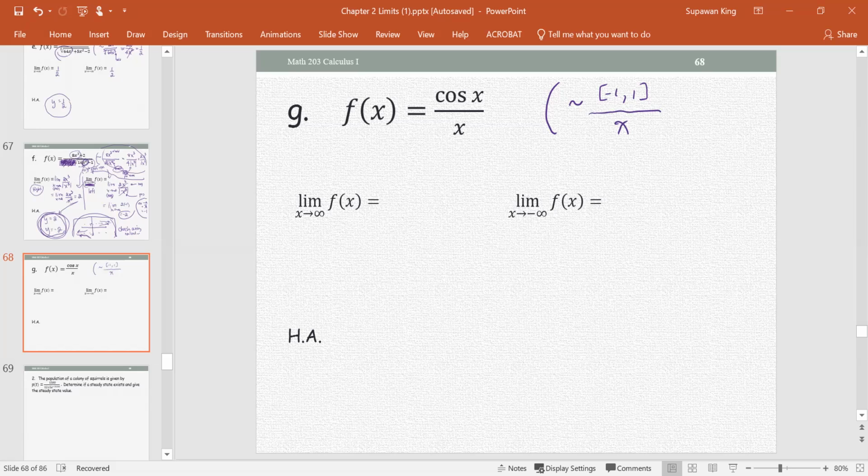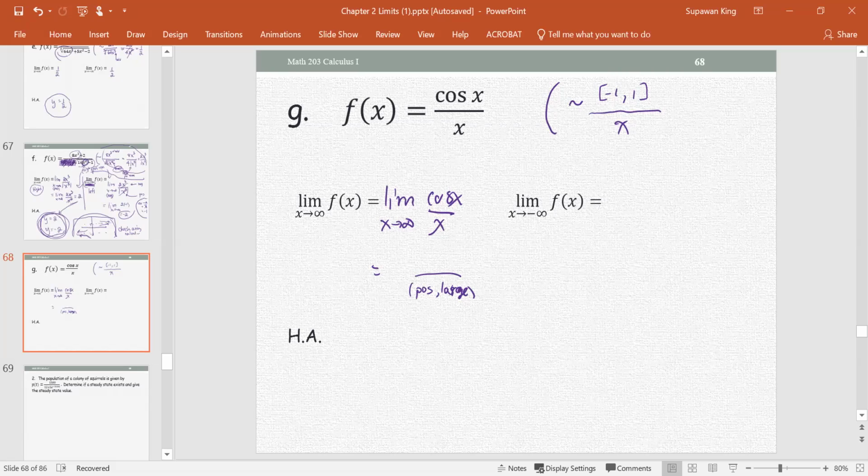As it approaches infinity, we can just take the limit of cosine x over x as x approaches infinity. The numerator depends on the cosine. The denominator depends on the x. The bottom is going to be a large positive quantity. The cosine, think of the cosine.